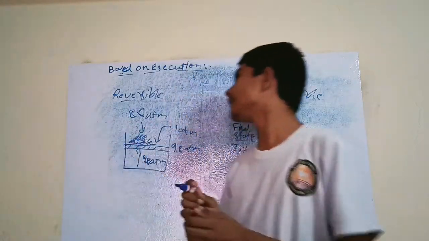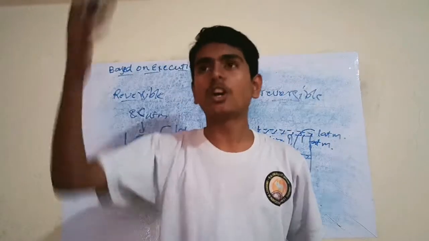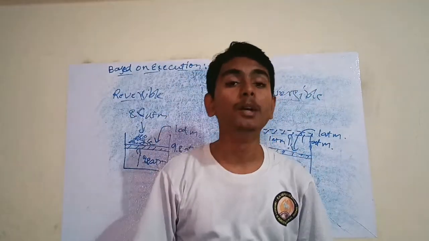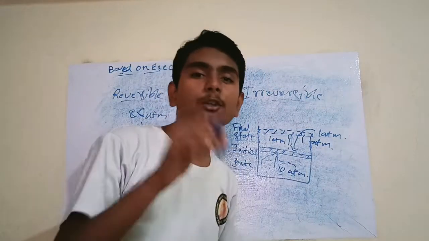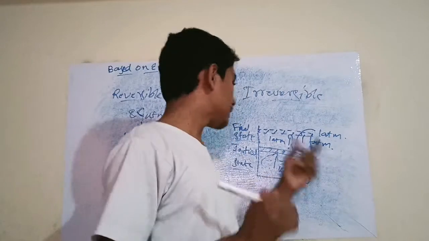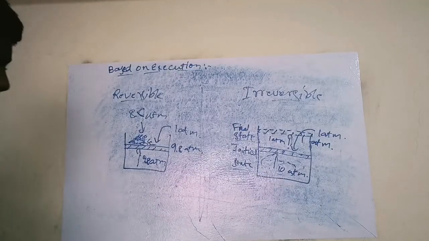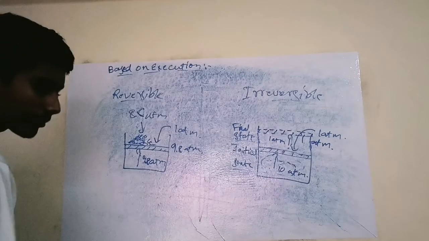This is called a reversible process. In a reversible process, all the intermediate states are in equilibrium. But in an irreversible process, only the final state and initial state are in equilibrium. Do you understand that? You can write it down, or otherwise you can take a screenshot, or otherwise you can leave.